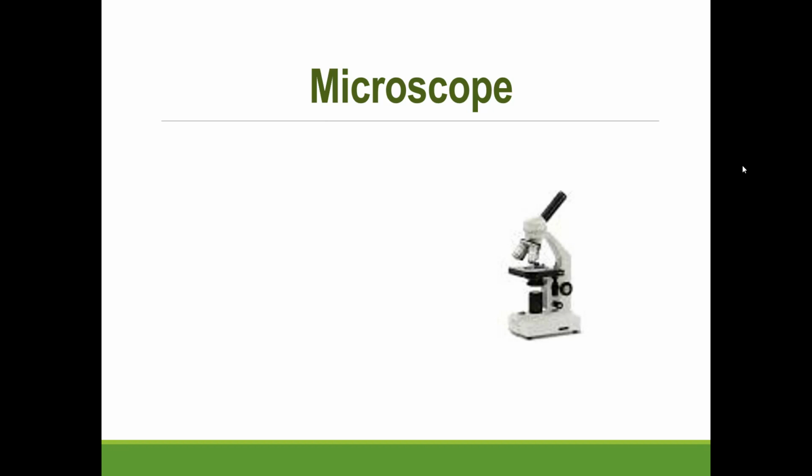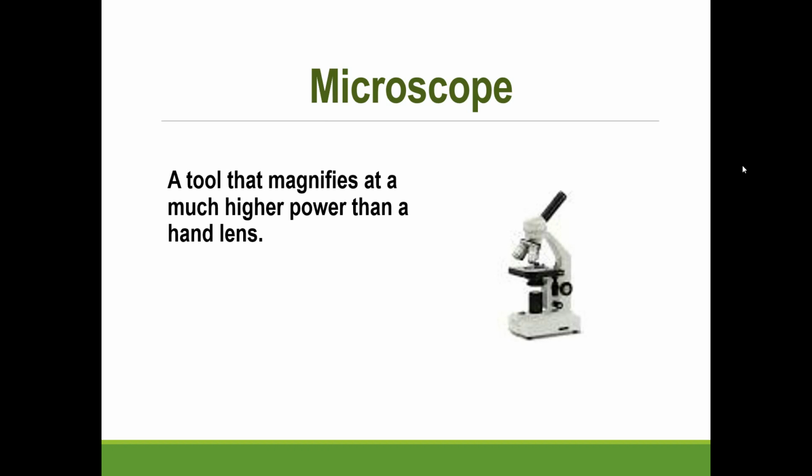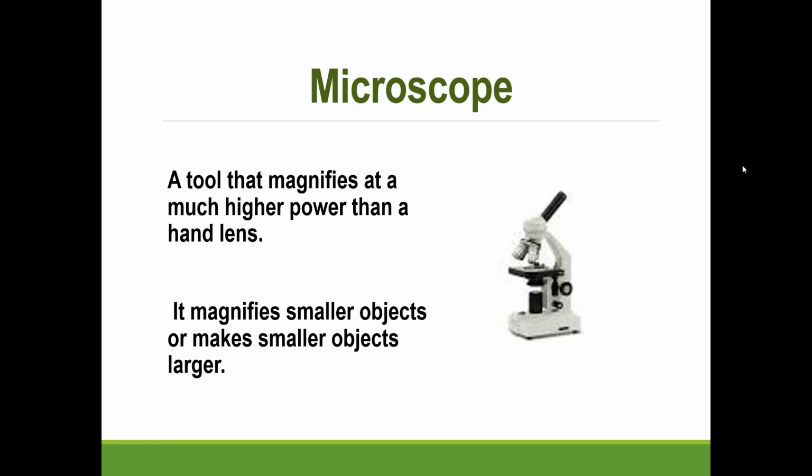A microscope. So this is what it looks like in science. This is just a tool that magnifies at a much higher power than a hand lens, which is also considered a magnifying glass. This is way more powerful. You can see a lot more smaller things. It magnifies the smaller objects, like I said, or makes smaller objects larger. Scientists use this to see little microscopic organisms like bacteria and such. That's what you can see, and cells as well, underneath this microscope.